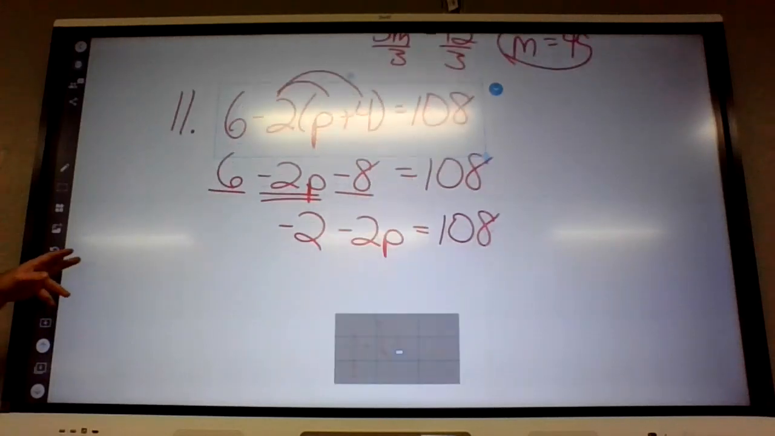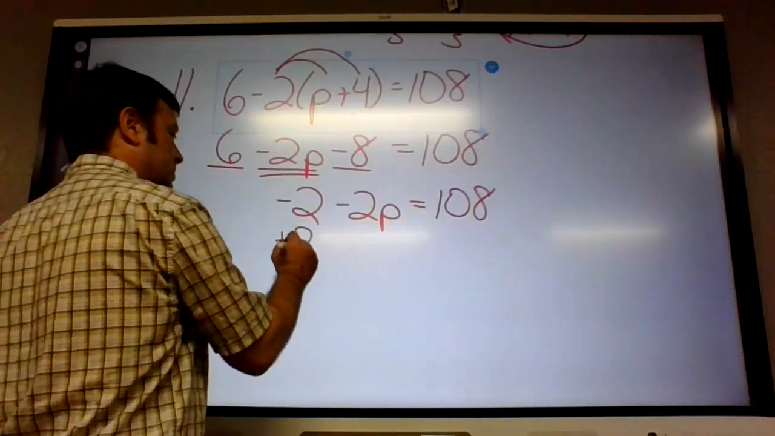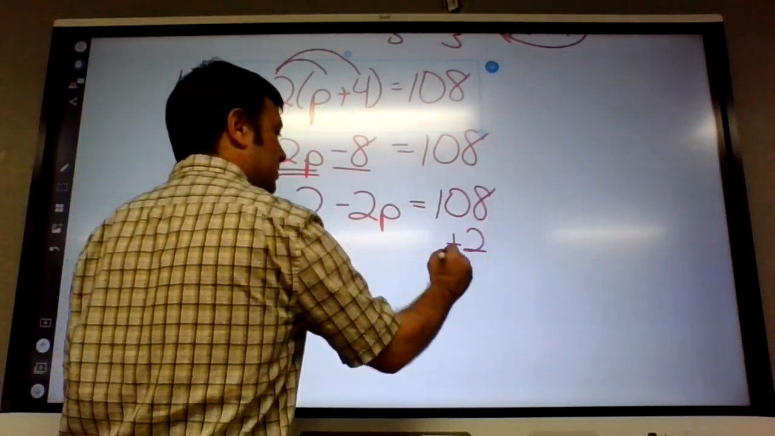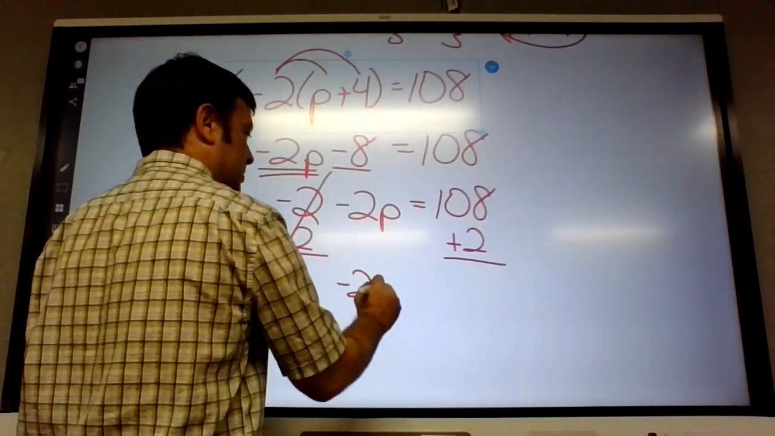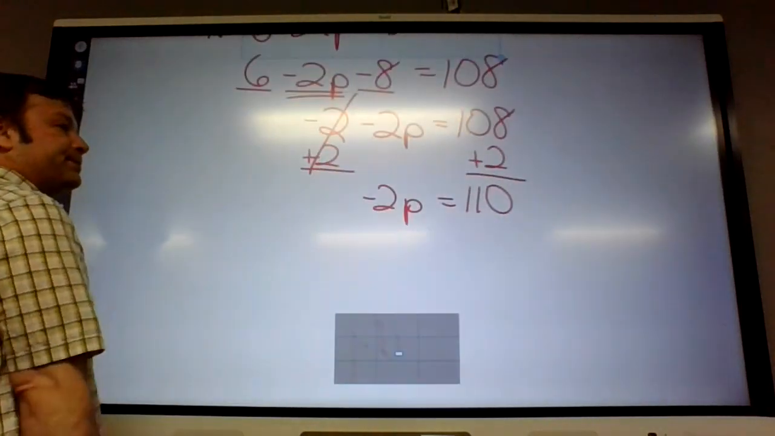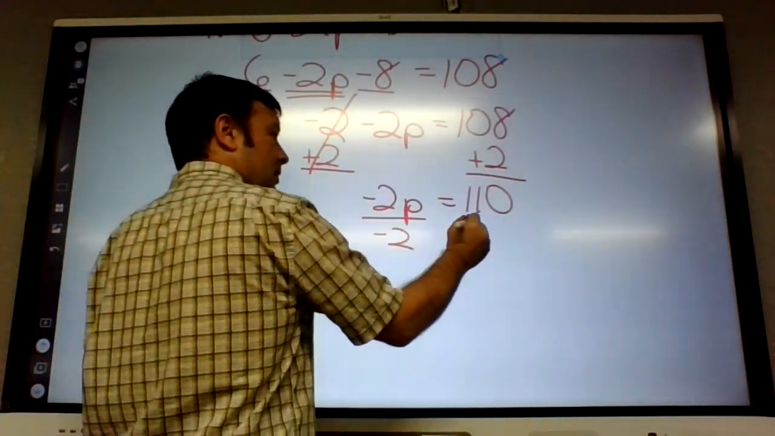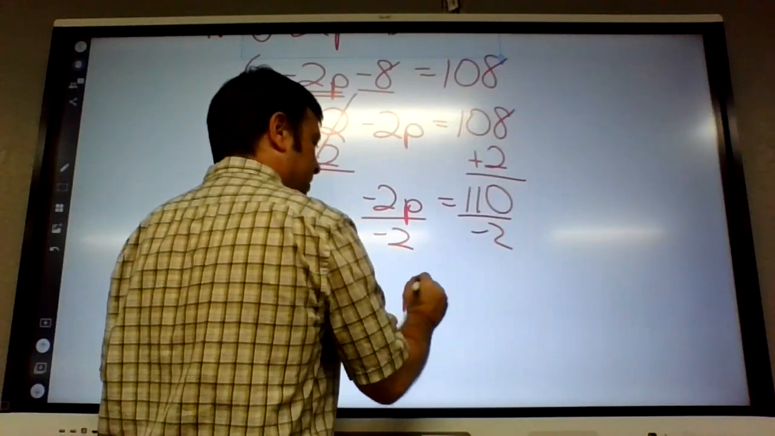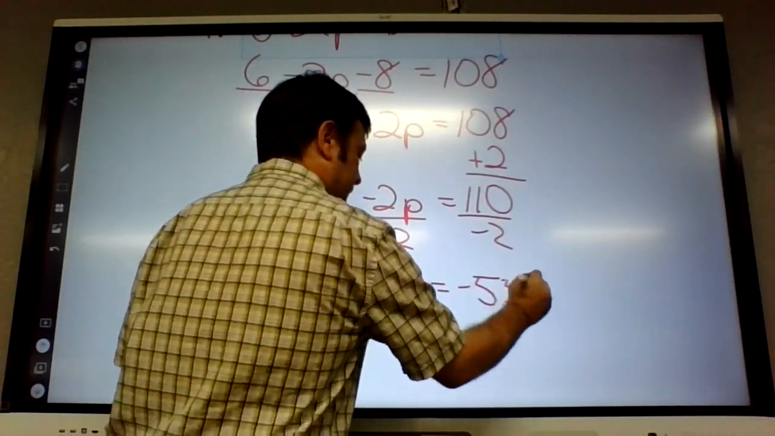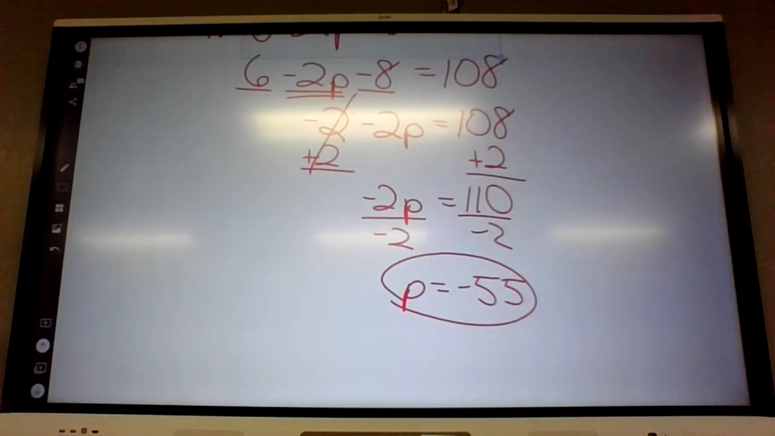Okay, the order's a little bit different than normal, but now what, David? Add 2. And last step. Alright, and p divided by negative 2 is like negative 55. Or, sorry, 110 divided by negative 2. Negative 55.